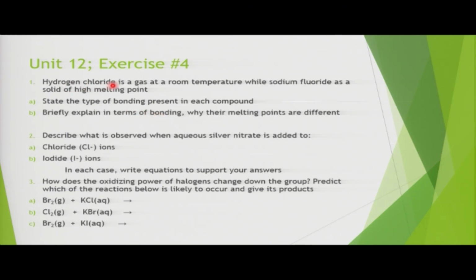You have hydrogen chloride, which is a gas, then sodium fluoride, which is a solid. We didn't look at the compounds of fluoride, but this is now where the understanding comes in. With your knowledge of group 1, you should be able to apply this. Sodium fluoride is a solid, hydrogen chloride is a gas. What type of bonding exists in each? Explain in terms of bonding why their melting points are excessively different. This is a gas, this is a solid. Of course, this can be easily explained. Please go through those questions, discuss them with your friends.